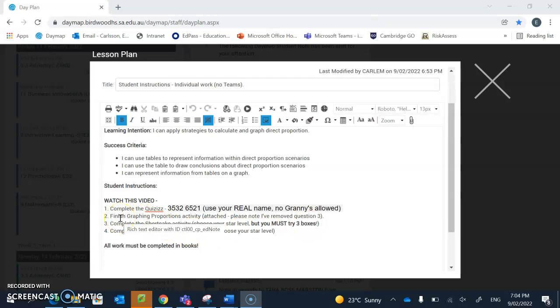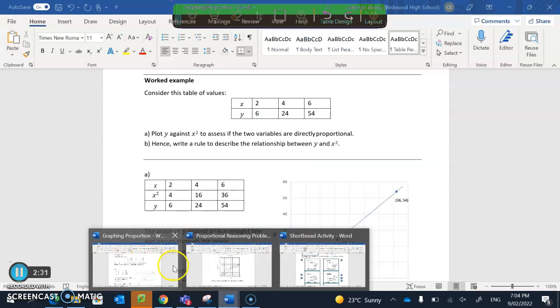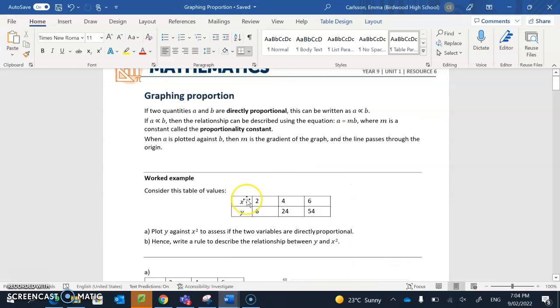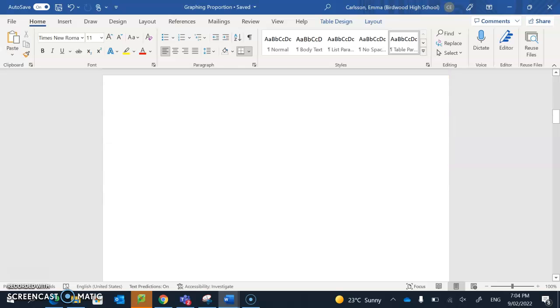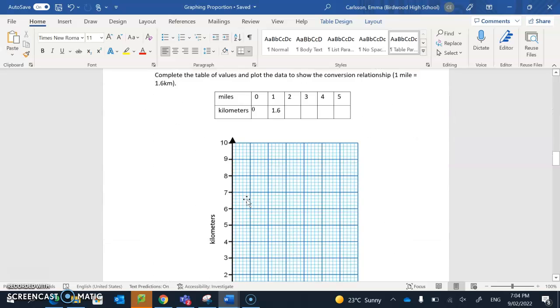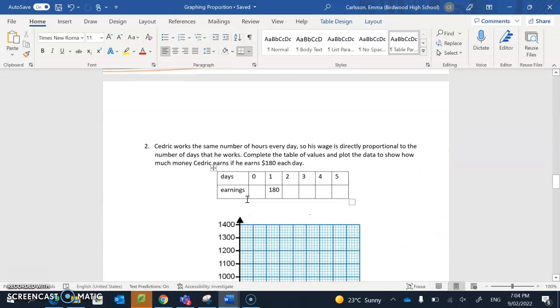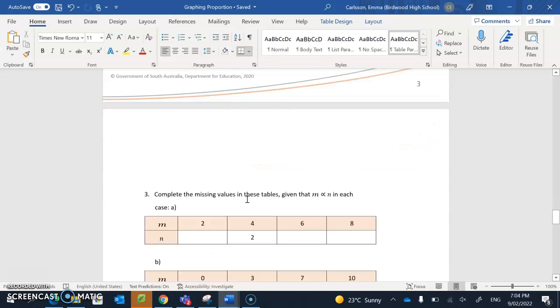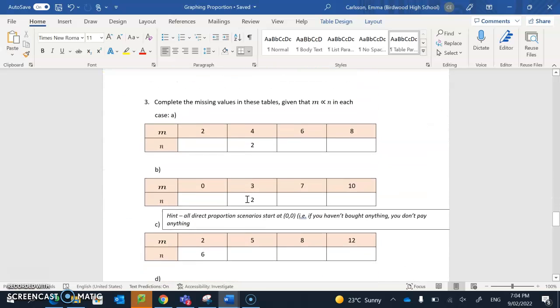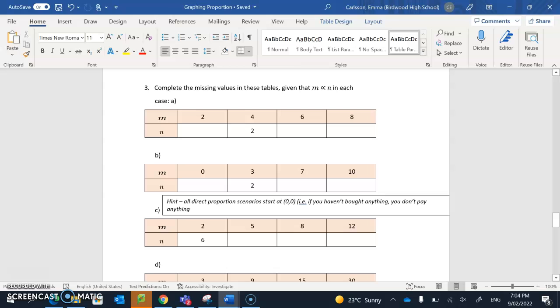Secondly, you need to finish the graphing proportions activity that we were working on Wednesday. Can you just note that I've removed question 3? So I think question 4 has moved up into the space of question 3. All right, so same as normal. I think most of you got question 1 done, but you need to have a look at questions 2 and 3.